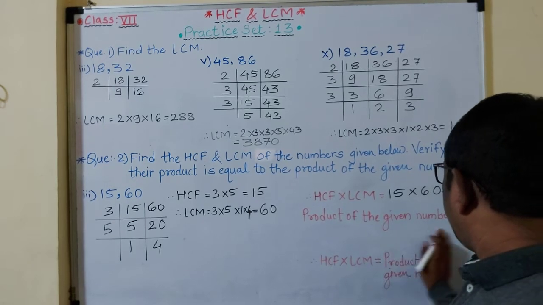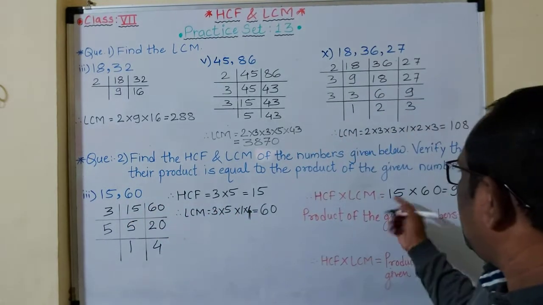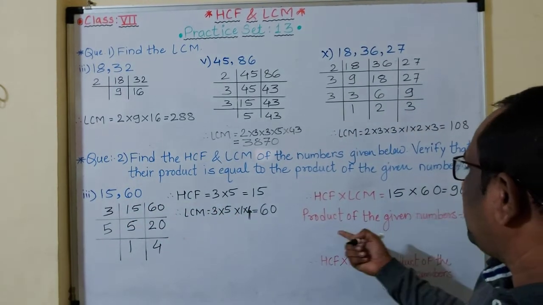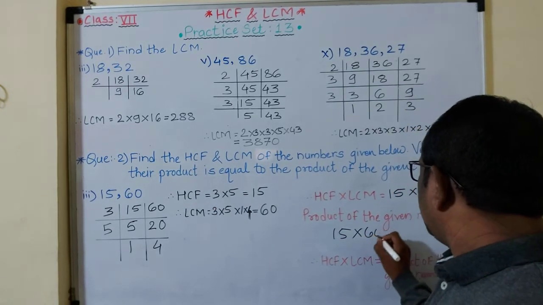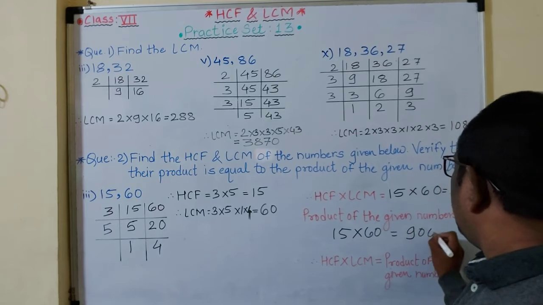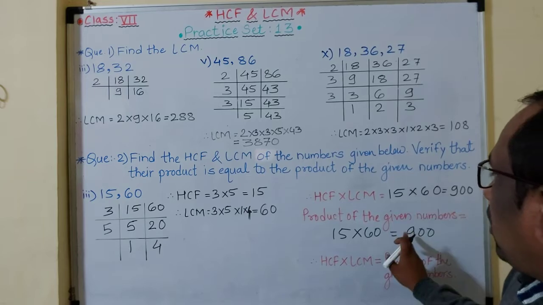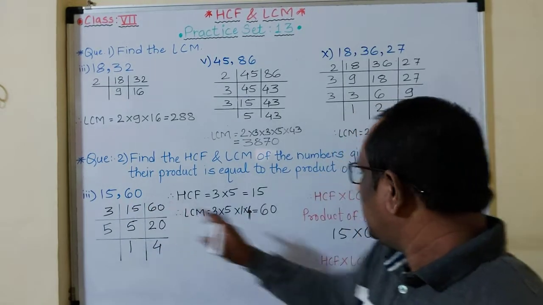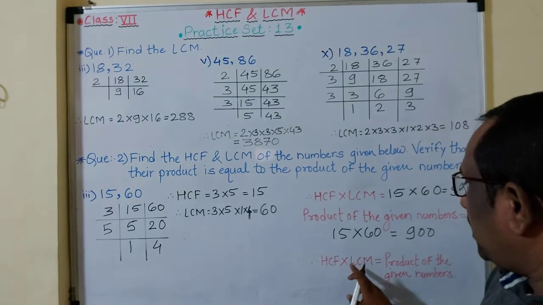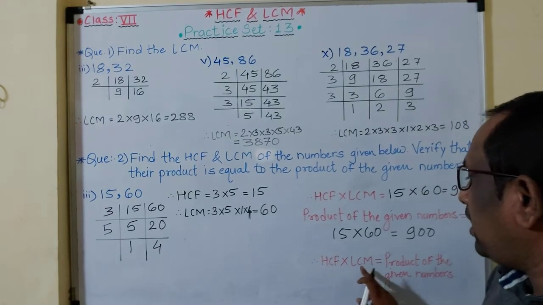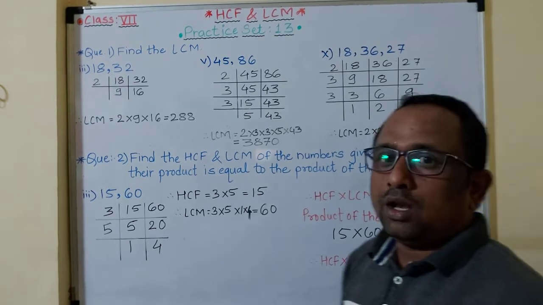Okay, and here the product of the given numbers, 15 and 60. The HCF is 15 and the LCM is 60, and the product of the given numbers is 15 multiplied by 60. Okay, same, HCF and LCM we got 15 and 60, and the product of the numbers is also 15 and 60, we get 900 and 900. Therefore HCF multiplied by LCM, meaning the product of HCF and LCM, is equal to the product of the given numbers.